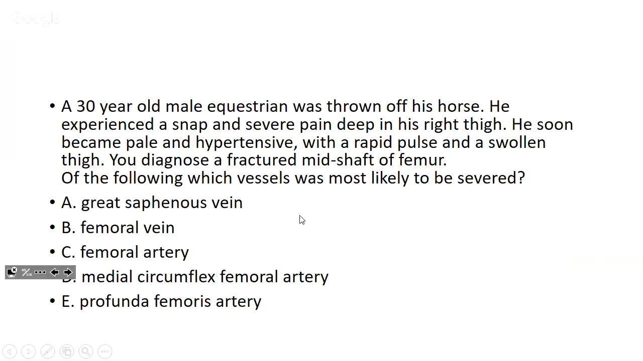So which vessel travels closest to the femur and is most likely to be damaged? Just call out, guys. B, D, E, I guess they all sound similar. Yeah, it's the profunda femoris, that's right. Good job, guys.